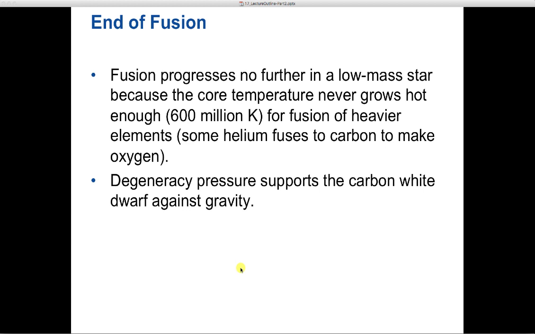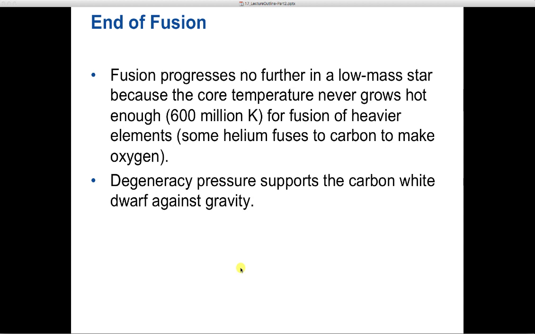So the fusion process stops. About 600 million Kelvin is what you need to burn carbon into something else. It's possible that during this process some helium could fuse with carbon to create something like oxygen. But you're not going to get two carbons coming together to form something. There's just not enough energy there. There's not enough collision energy to make those things stick together, to make them get close enough to stick together. And ultimately, degeneracy pressure again is what supports this carbon ball against gravity.